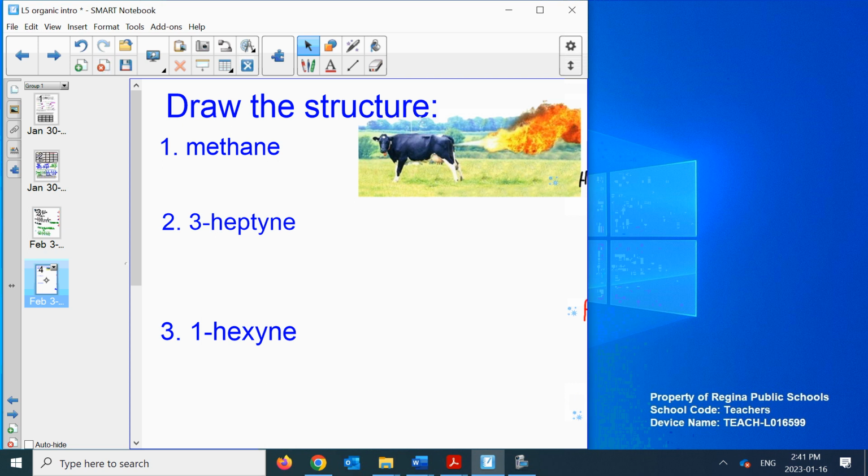What about a picture of a cow there? Where's methane's source? Cow farts are a big source, and animals in general. Yeah. There's methane in it.